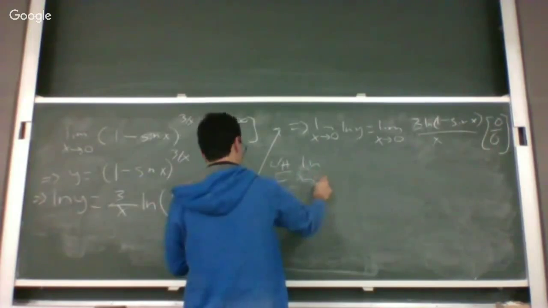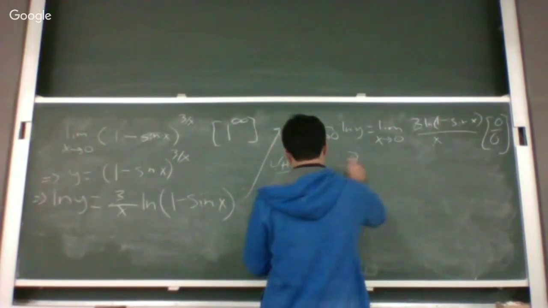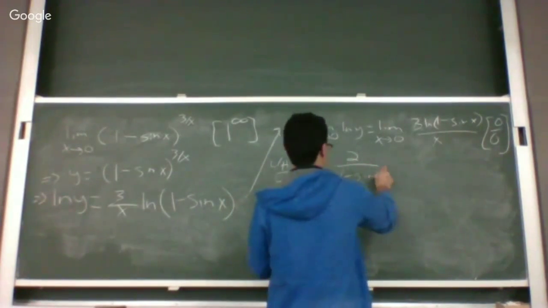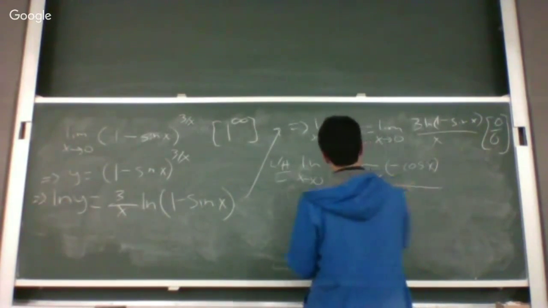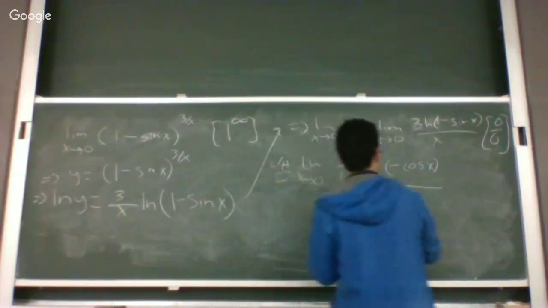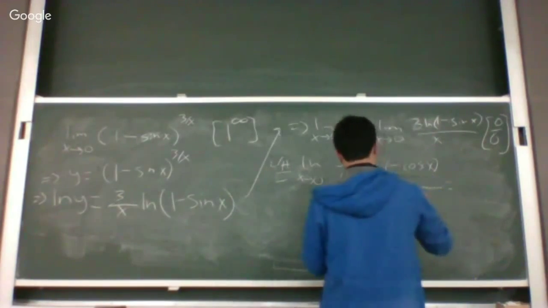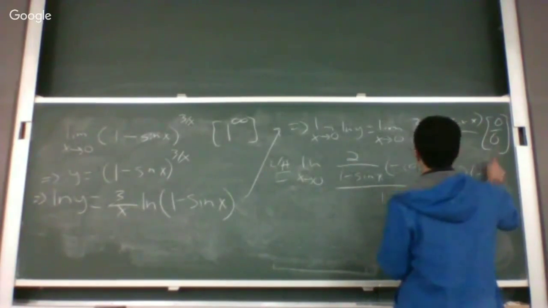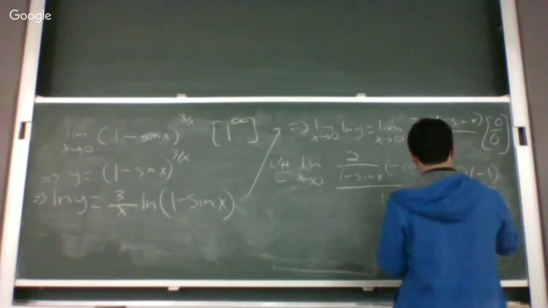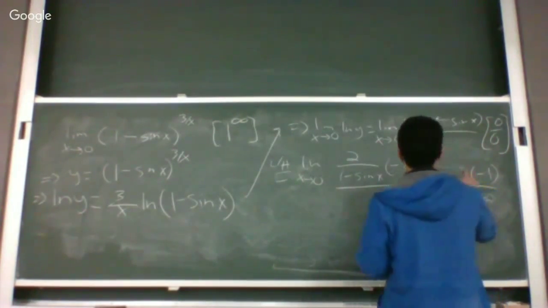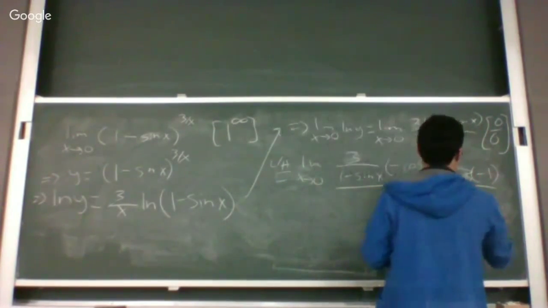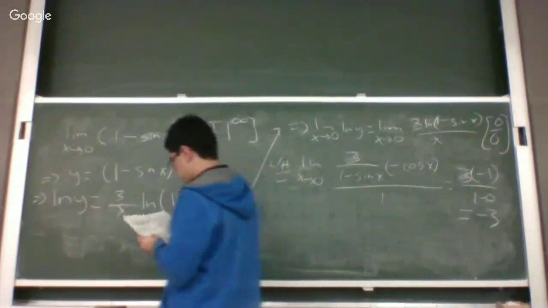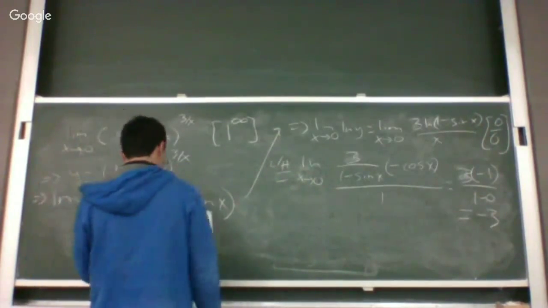Limit as x approaches 0, we have 3 over 1 minus sine of x times minus cosine of x, everything over a 1. If we plug in a 0 now, we have 3 times a negative 1 divided by a 1 minus 0. That's a 3. So the answer is a negative 3. But we're not done yet.